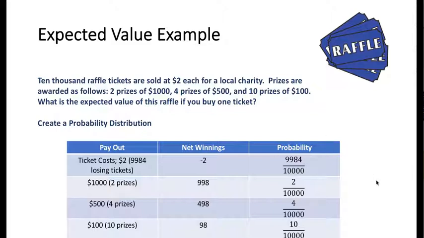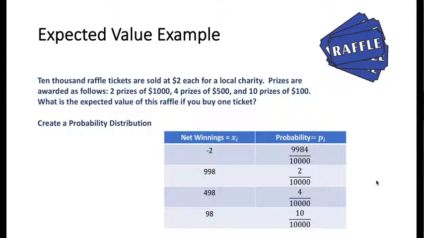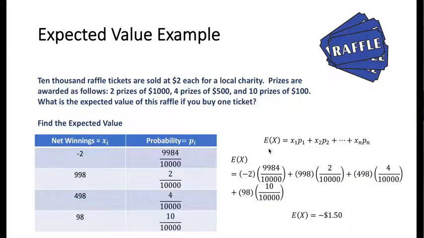Okay, so now what we have to do is find the expected value. Before I get there, this is our probability distribution of the random variable. The random variables are the net winnings. So we're assigning these values to x: -2, 998, 498, 98. And these are the associated probabilities for those random variables. Okay, so now we need to find the expected value.